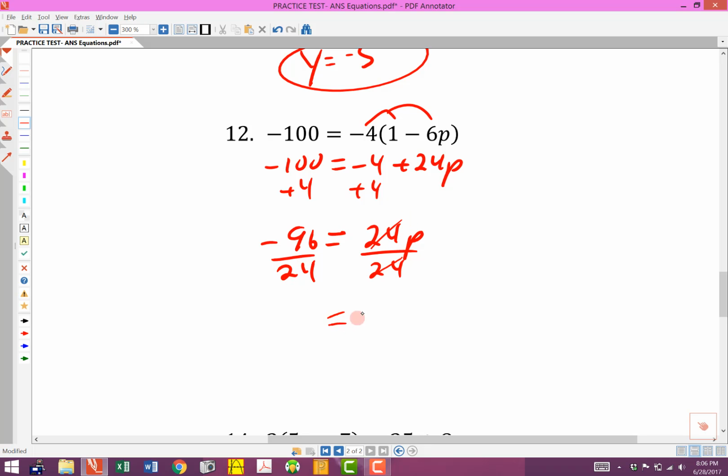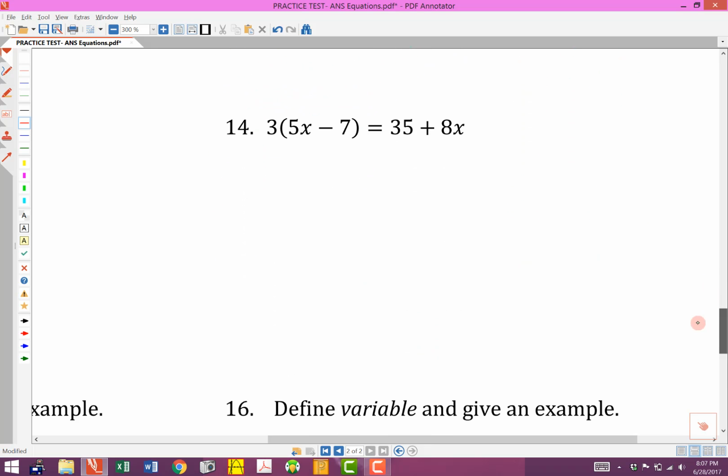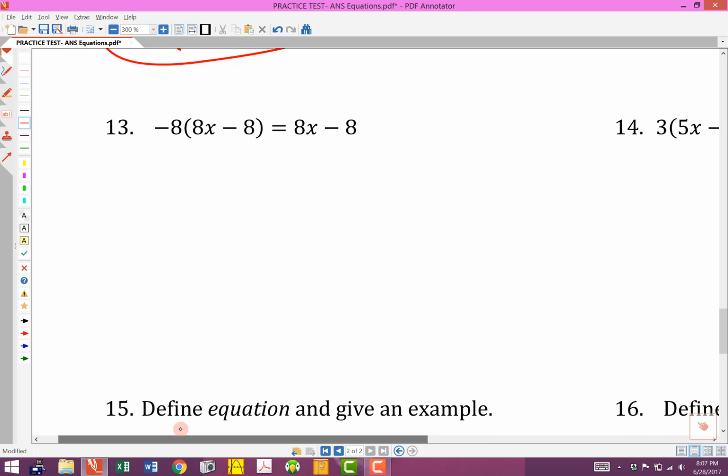And let's see, get a p over here. And answer is going to be negative, and let's think about this. If this were 25, and that were 100, 25 would go into 100 4 times. This is just one less, so that is going to go in there 4 times. Okay, again, no problem if you have to do 24 into 96 and do it that way. Totally okay. Alright, let's take a look at 13 and 14.